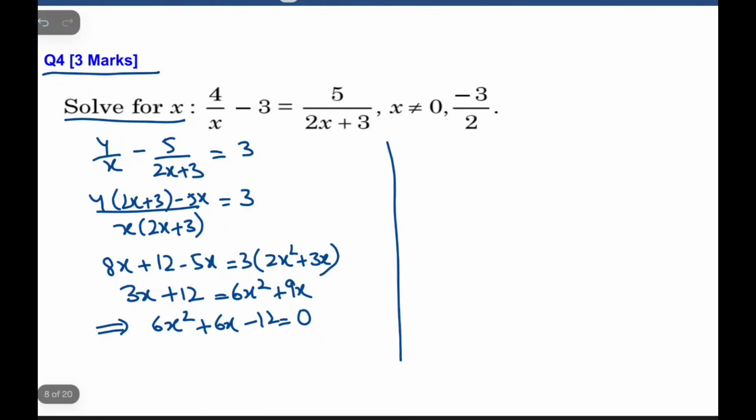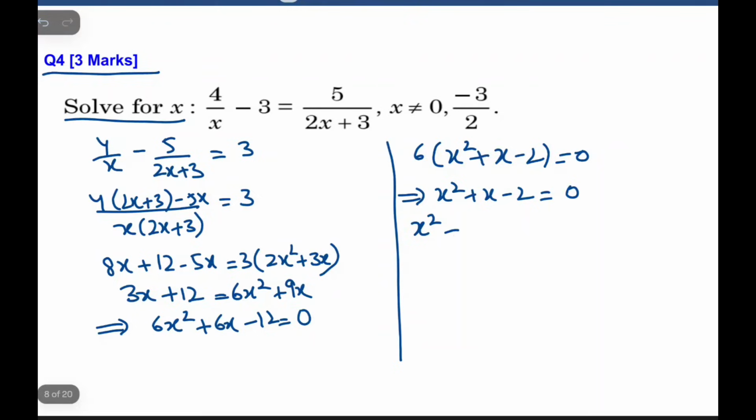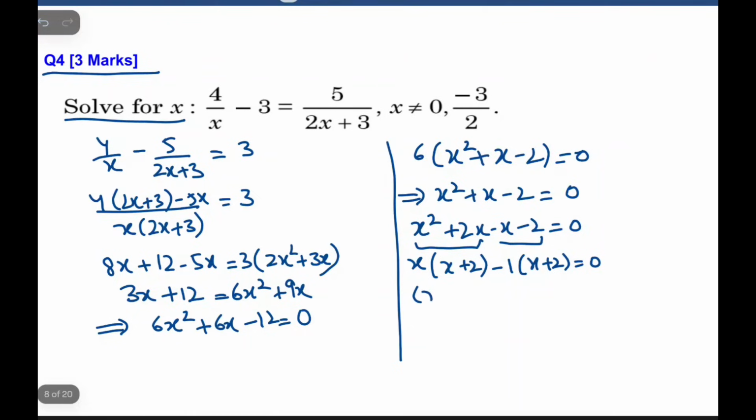Now we will be solving this quadratic equation. Let us take 6 common. We get x square plus x minus 2 is equal to 0. Now we will be splitting the middle term. x square plus 2x minus x minus 2 is equal to 0. Now we can take x common. We get x plus 2, and taking minus 1 common, we get x plus 2 is equal to 0. So x minus 1 times x plus 2 is equal to 0. That implies x value is minus 2 and 1.